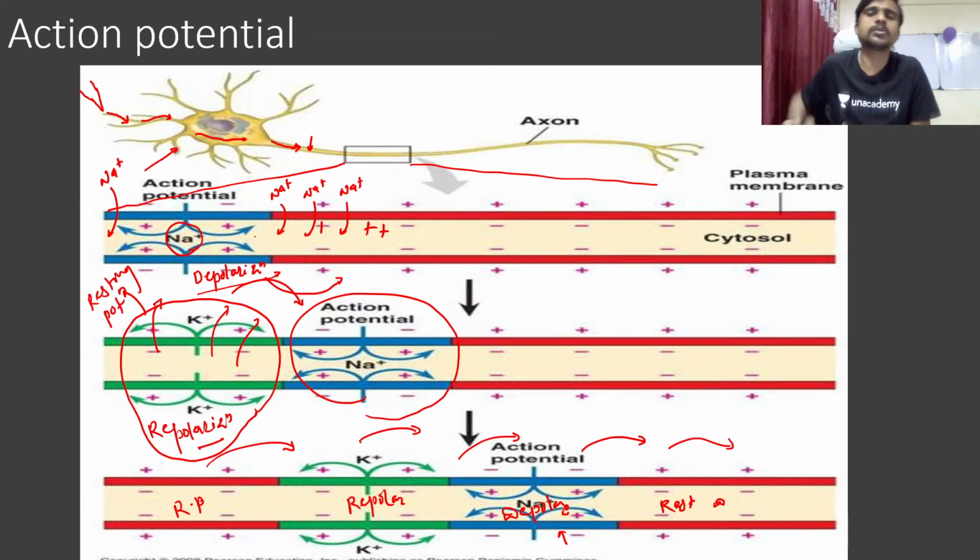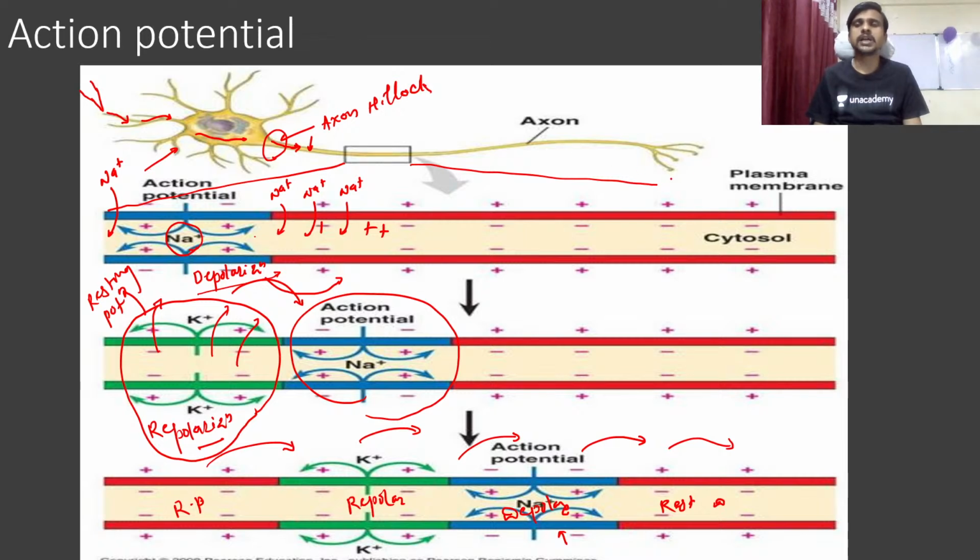So you can say this is the wave which is moving from this part of the axon. So this part of axon is called the axon hillock. Axon hillock. So from the axon hillock to the axonal terminal, this process is moving like this. Okay, and your repolarization is also moving like this.